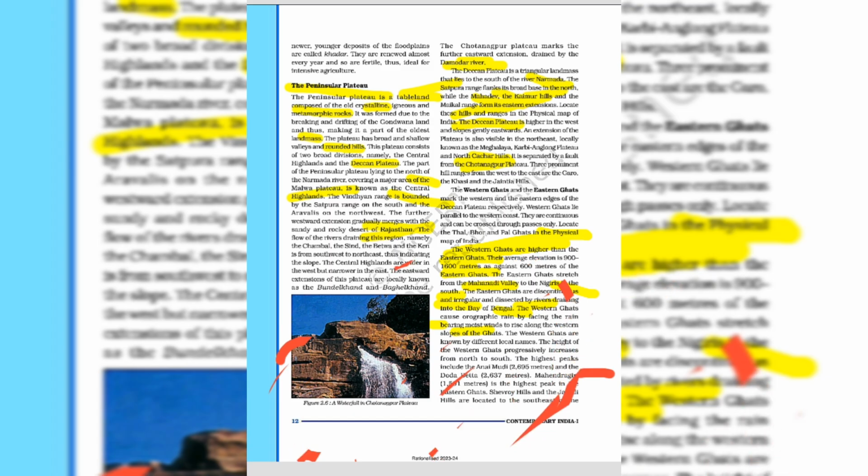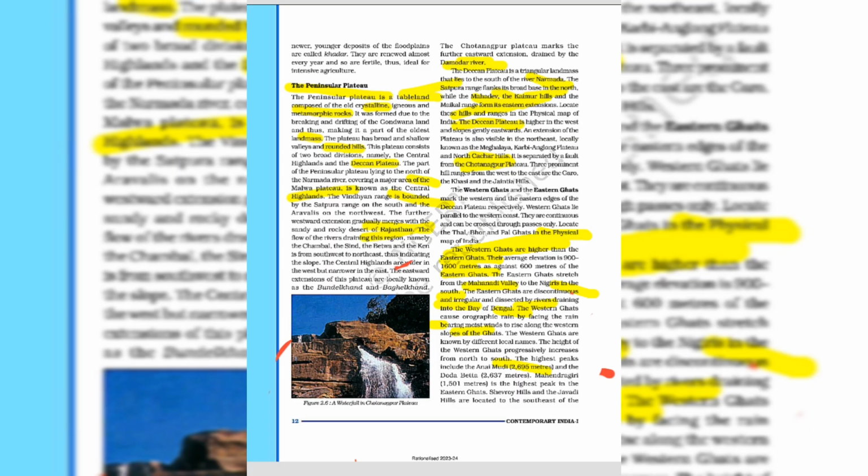The Western Ghats are known by different local names, because they are continuous, and in many regions they have a different name. The height of the Western Ghats progressively increases from north to south. The highest peaks include Anai Mudi, which is 2695 meters, Doda Betta 2637 meters, and Mahendragiri 1501 meters, the highest peak in the Eastern Ghats.